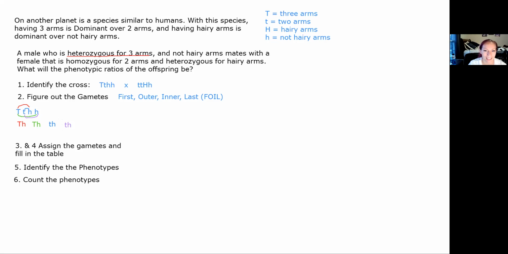Now let's do that again, but for the mother. All right, so I'm going to spread her out to lowercase t, uppercase h, lowercase h. We're going to FOIL again. We are going to do first of each set. So lowercase t with a capital H. Let me lower that a little bit so I've got more room. All right, outer. What color did I do? Green. So outermost T with the outermost H.